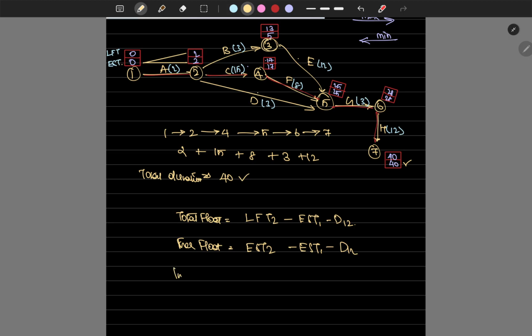Okay, then the independent float. What is the independent float formula? This is exactly this line. We are going to compare the earliest start time of 2 minus the latest finish time of 1 minus d12. Sorry, this is earliest start time 2 minus latest finish time 1 minus d12.